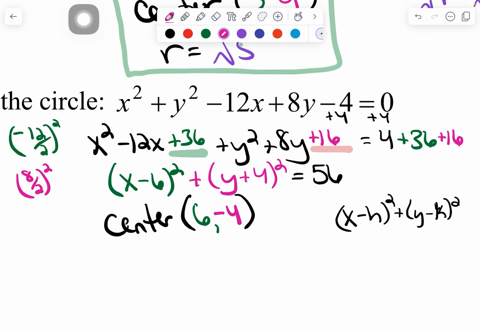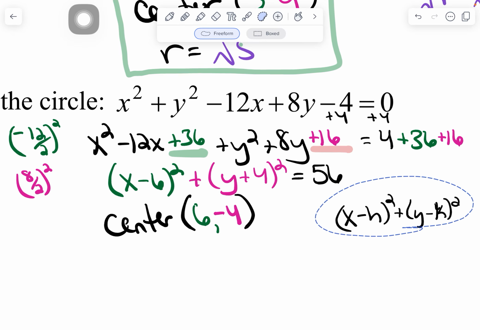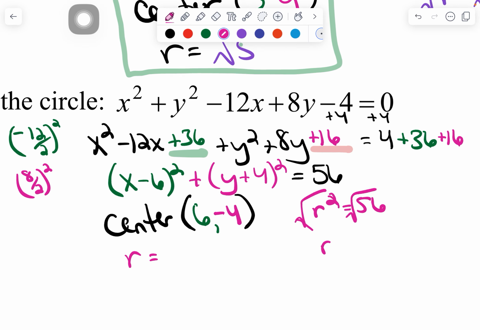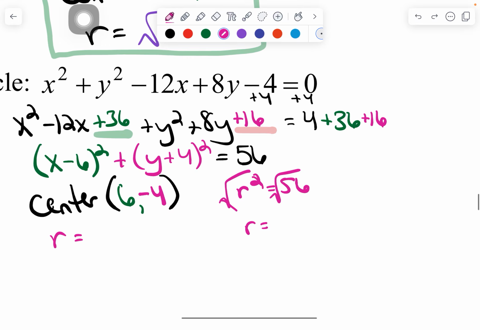And then as far as the radius goes, I'm going to go ahead and get rid of this. Delete that. There we go. As far as the radius goes, the radius is not 56, right? 56 represents the radius squared. So I'm going to take the square root of both sides, right? Radius is equal to, well, let's see. I don't know what the square root of 56 is, but let's see if I can break that down.